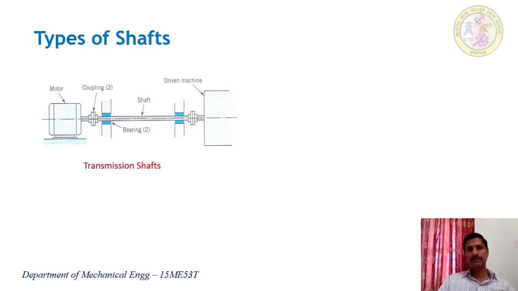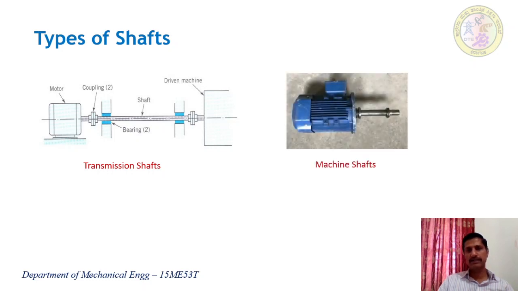According to your syllabus, you have two types of classification of shaft. One is transmission shaft and the other one is machine shaft. So this is a simple classification. When it comes to the transmission shaft, here the shaft is used to transmit from one device to another device. In this case, you can easily notice the torque transmission can be carried out.